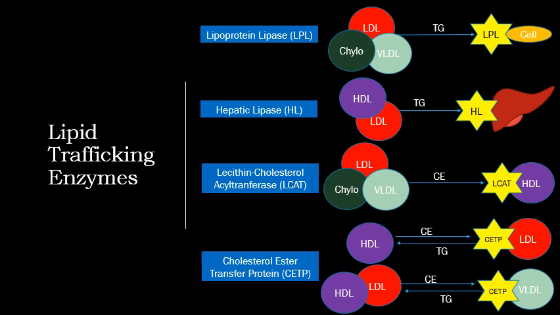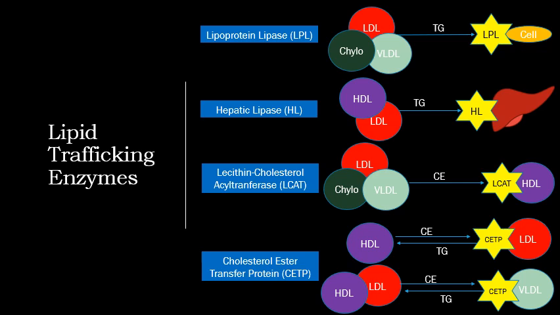Third, we have lecithin cholesterol acyltransferase, or LCAT for short. LCAT is primarily responsible for lipidating an HDL particle with cholesterol esters. This means that LCAT removes the cholesterol esters from chylos, VLDLs, and LDLs and puts them into an HDL. This facilitates removal of unneeded cholesterol esters.